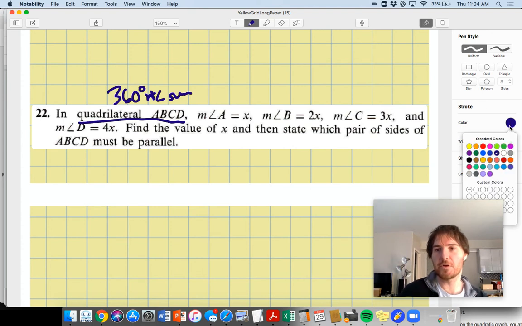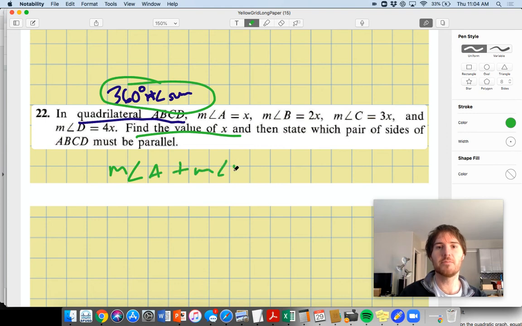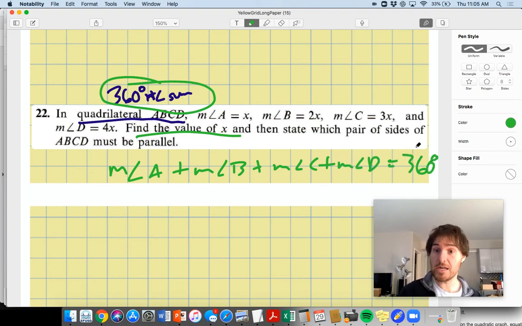Easy part's going to be the first part, find the value of x. That's pretty easy because we know that the interior angle sum of a quadrilateral sums to 360. So we got to sum all the angles. Measure of angle A plus measure of angle B plus measure of angle C plus measure of angle D would have to equal 360 because it's a quadrilateral. And a quadrilateral's interior angle sum is always 360, right? Any quadrilateral like this crazy looking one, right?